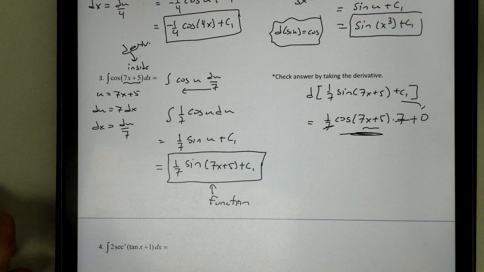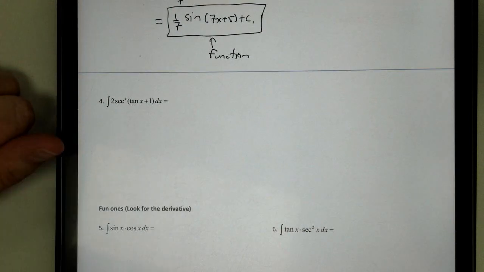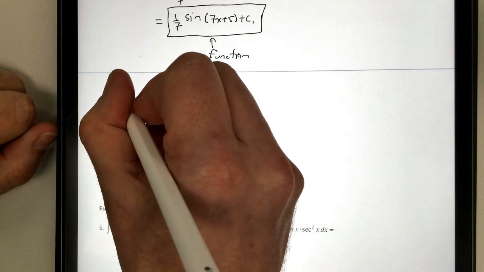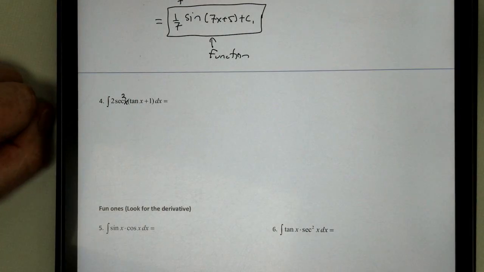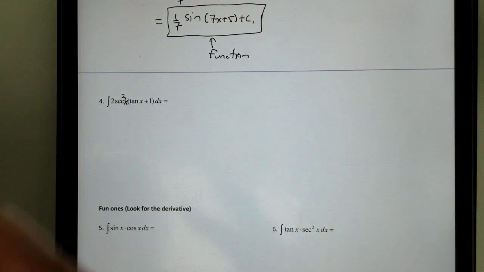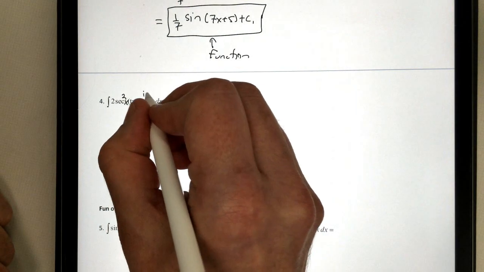So let's take a look at another example here real quick. Oh no, a hard one. This should be secant squared of x. Sorry about that. There we go. We'll fix that right there. When we solve this one, again, this is a composite. We really can't see it, but this tangent of x is inside.